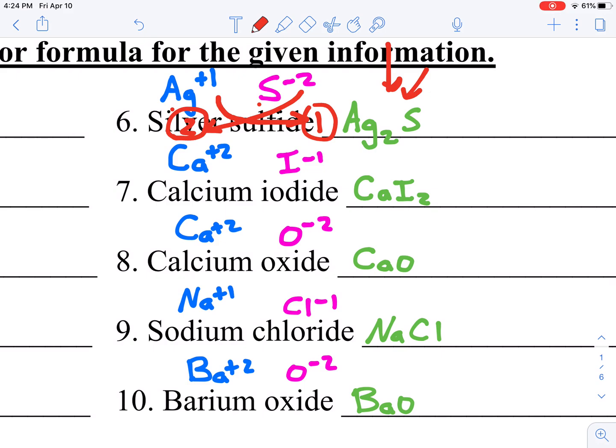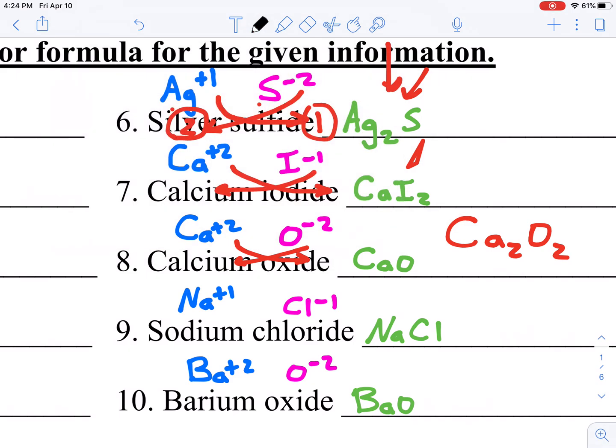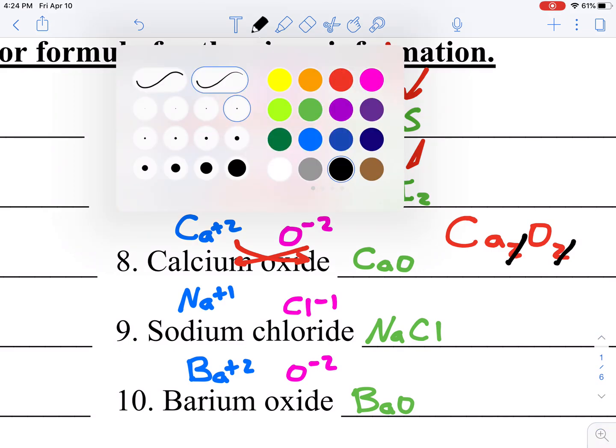If you cross this 2 down here, and this 1 down here, you'd have 1 calcium, 2 iodines. That's what we get. If you cross this 2 down here and this 2 down here, you'd get Ca2O2. But remember, ionic compounds simplify. So if you have 2 2's, those 2 2's can cancel out and simplify, and you're left with CaO.